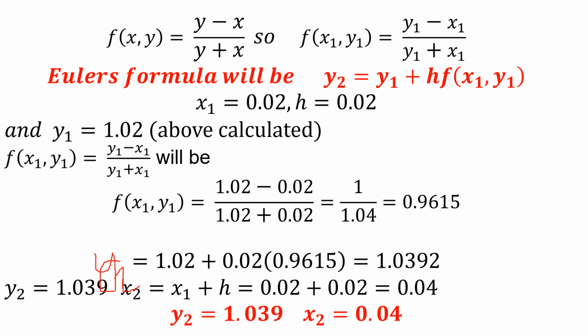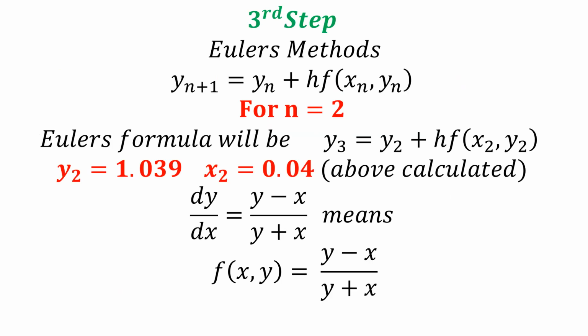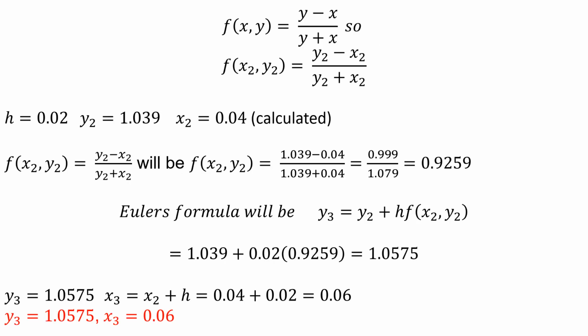So what is x2? x2 will be x1, which we already calculated, plus one further step. So now x2 and y2 values we have calculated. Similarly, you can calculate a third step also. n equal to 2, you can put the values. This x2, y2 we have calculated, right? So you can also calculate the value of the function, f(x2, y2), right?